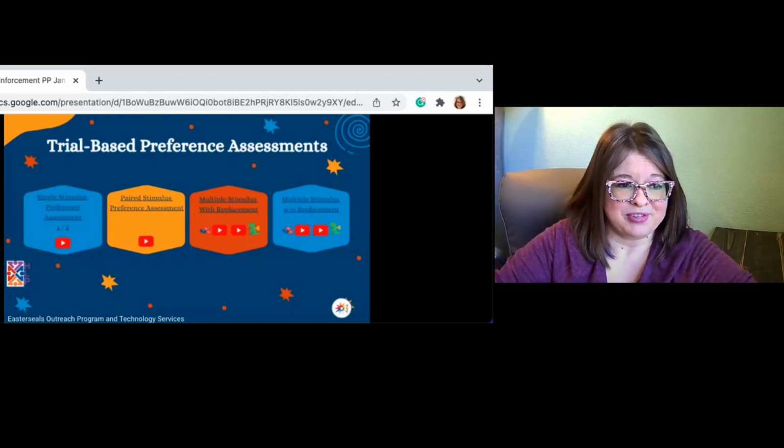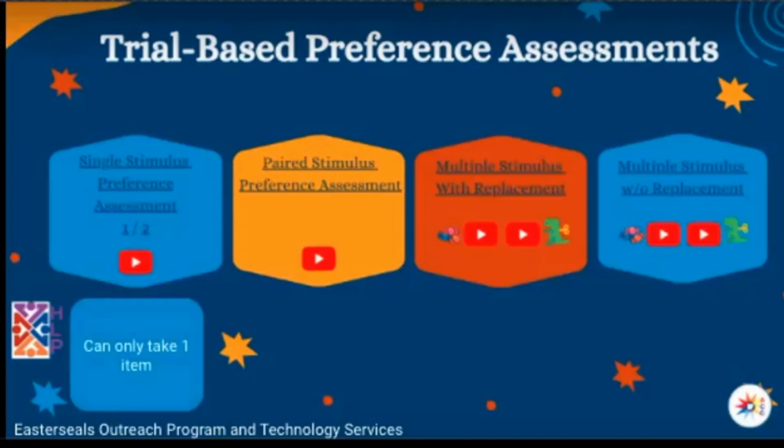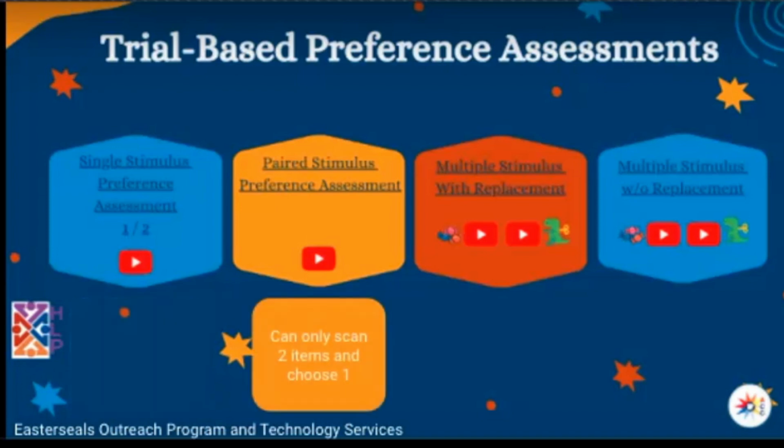The first option is a single stimulus preference assessment. This would be good for a student that cannot choose between two items. So that could be that they don't scan. They look at one item and they don't move their head to look at anything else. Or perhaps they always choose the item on the left or they always choose the item on the right. You don't know if they really like it or if they're just choosing it because it's in that spot. So if the student has those characteristics, the single stimulus would be a great choice to start with.